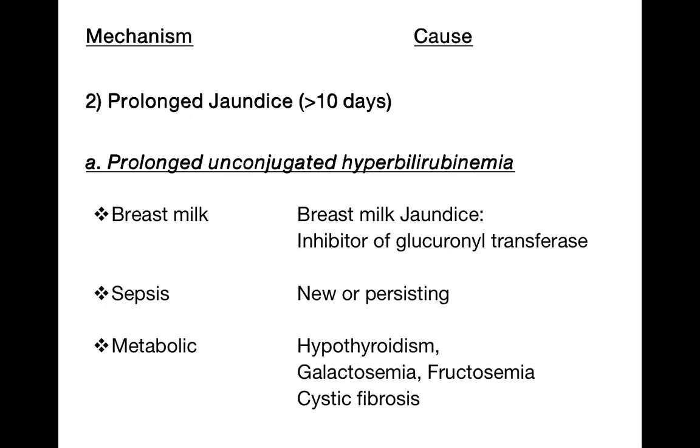that is T3 and T4, for the maturation of that enzyme. Again, that enzyme is glucuronyl transferase. That means the glucuronyl transferase is immature. It cannot function properly, which leads to prolonged jaundice.